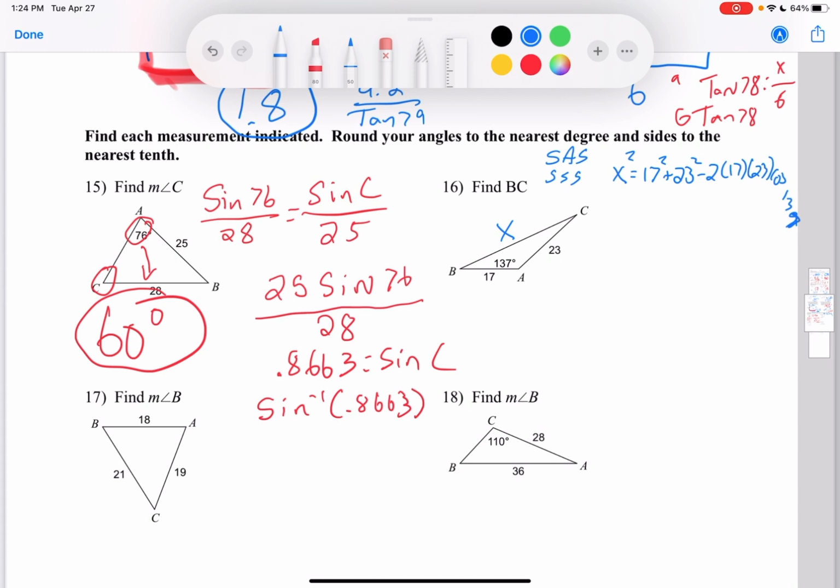So on our calculator, we'll go 17 squared plus 13 squared minus 2, and then put a parentheses around the 17, put a parentheses around the 23, and then hit the cosine of 137. So then you get x squared equals approximately 1029. And then we take the square root of that, and you get x is equal to 32.1-ish. So I'm going to write it now.